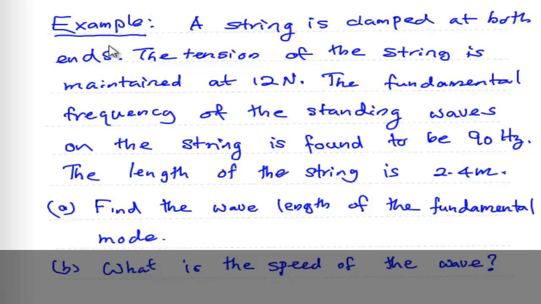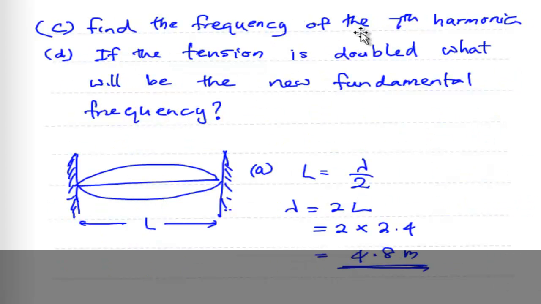Now let's go over an example. A string is clamped at both ends. The tension of the string is maintained at 12 newtons. The fundamental frequency of the standing waves on the string is found to be 90 Hz. The length of the string is 2.4 meters. A. Find the wavelength of the fundamental mode. B. What is the speed of the wave? C. Find the frequency of the 7th harmonic. D. If the tension is doubled, what will be the new fundamental frequency?